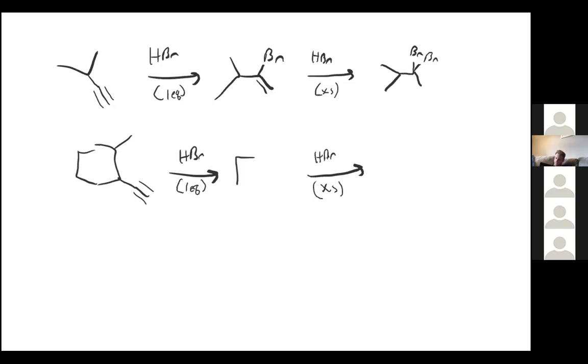Same thing in this bottom one. First step of the bromination is going to give us Br here. Second step is going to add a second one, giving us our final product. Any questions on this reaction?